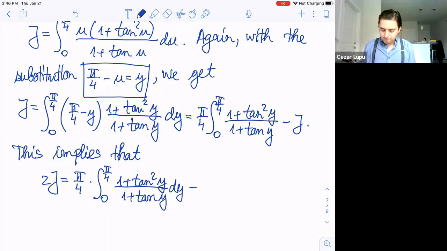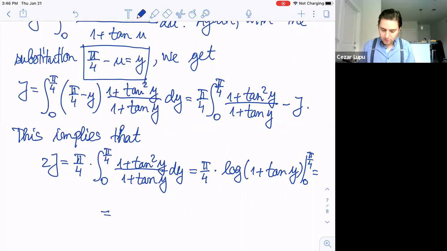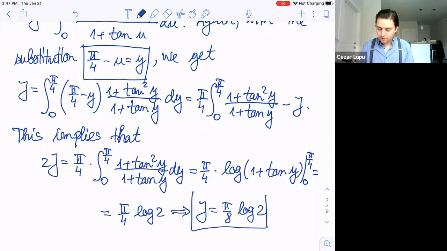But this is nothing else than pi over 4 times the natural log of 1 plus the tangent of y from 0 to pi over 4. And this would give us pi over 4 log 2. So from here, J will be pi over 8 log 2. And that's the final answer.